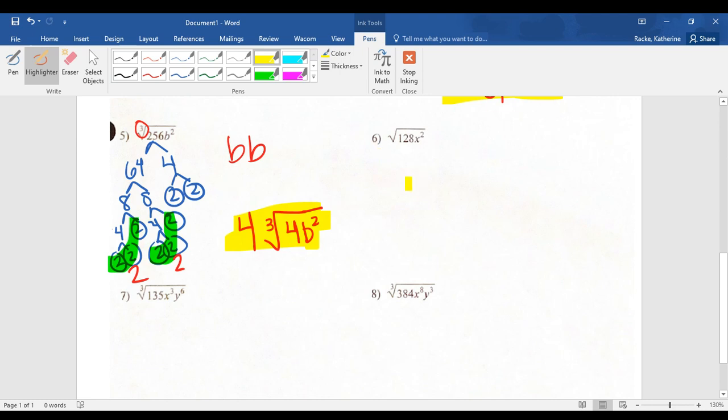Moving on to number 6. I have the square root of 128 x squared. 128, we can break it down with 2 because it's an even number. So 128 divided by 2 would give me 64. 64 is just going to look like it does over here. 8 and 8. 4 and 2. And then 2 and 2.